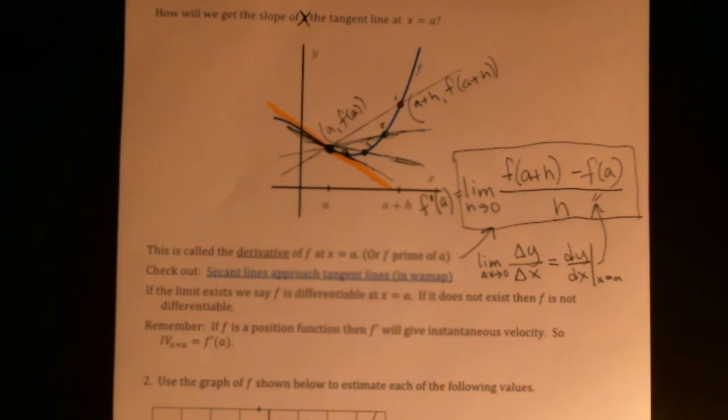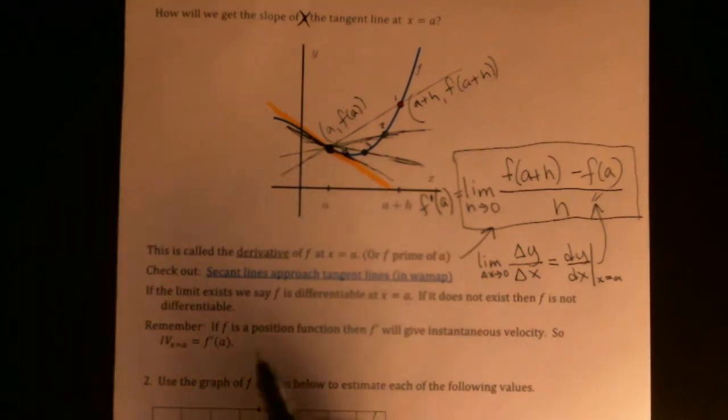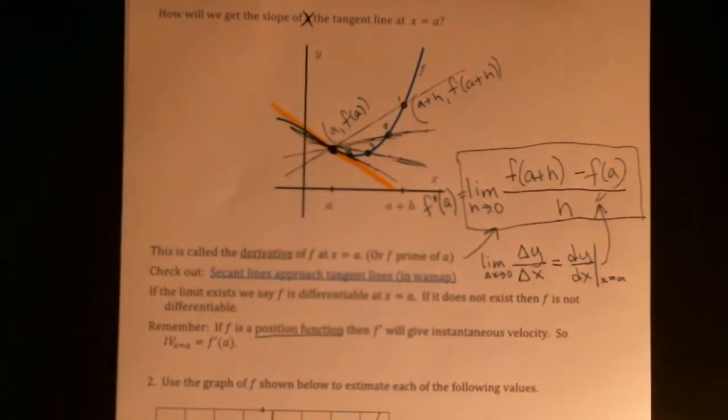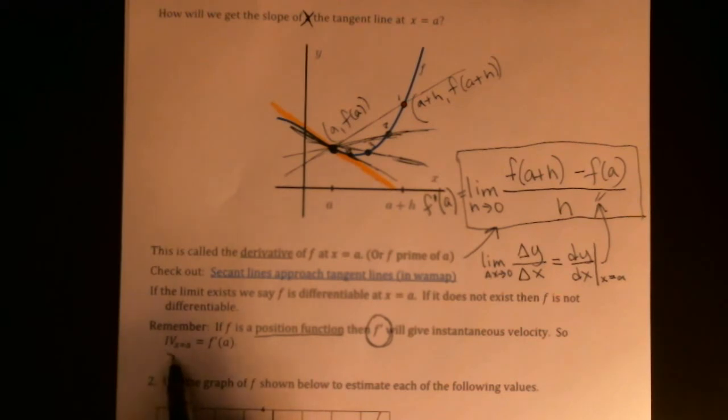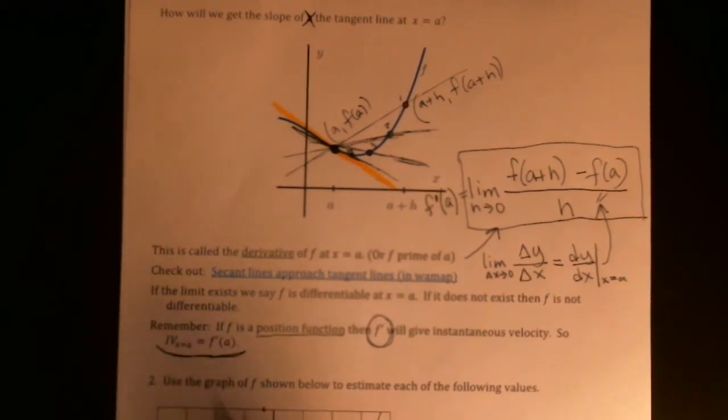One last little reminder here on these upfront things before we get going. If your function is a position function, so it's giving height or distance or something along those lines, remember that the slopes, the average rates of change of that function, will be velocities, which means the instantaneous rate of change, or f prime, the derivative, will give instantaneous velocity. So if we want the instantaneous velocity when x equals a, we can just say find f prime of a. We don't need that IV notation anymore, which is why I wasn't super attached to it earlier.